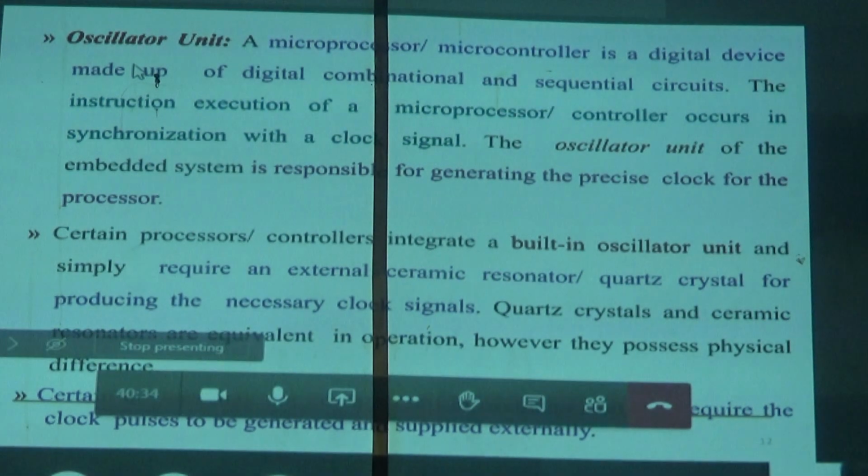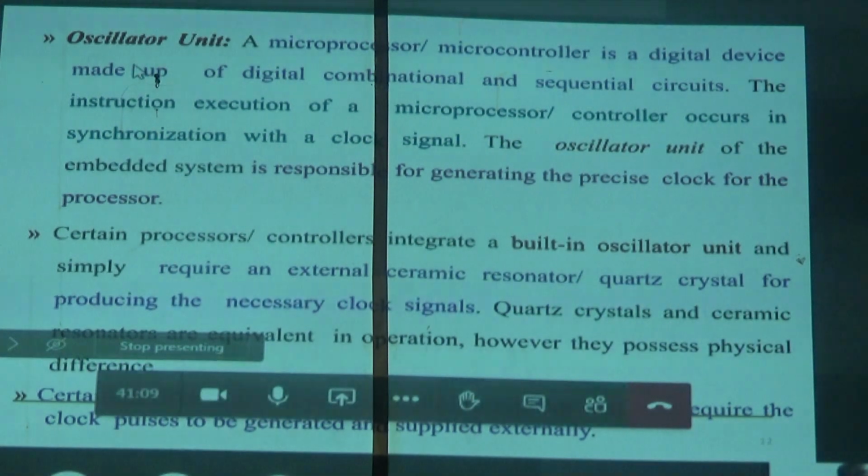As I told you, a clock signal is internally available inside the computer, taken as a reference signal. This reference signal is generated with the help of this oscillator circuit. A microprocessor or microcontroller is a digital device made up of digital combinational and sequential circuits. The instruction execution of a microprocessor or microcontroller occurs in synchronization with the clock signal. In the earlier classes I told you that synchronization is done with the help of the reference signal called the clock signal. So this clock signal is generated with the help of this oscillator circuit.